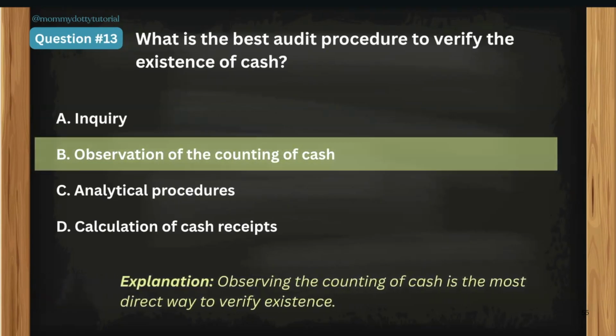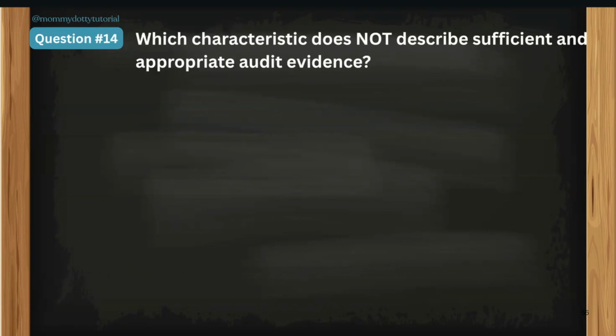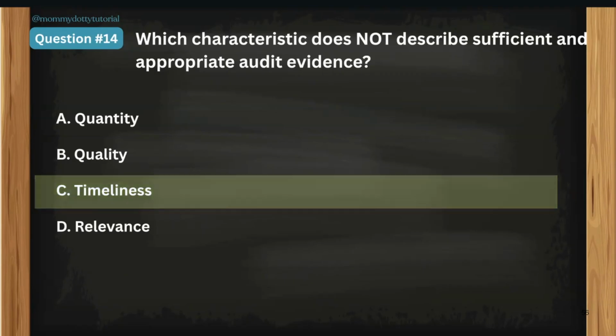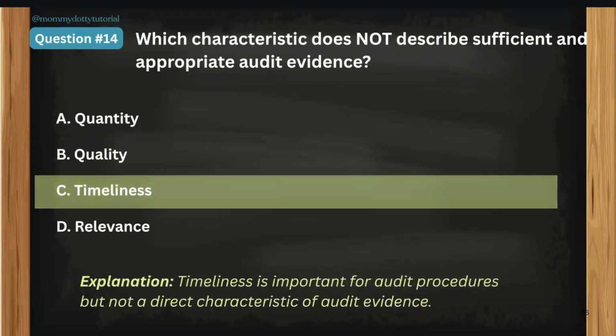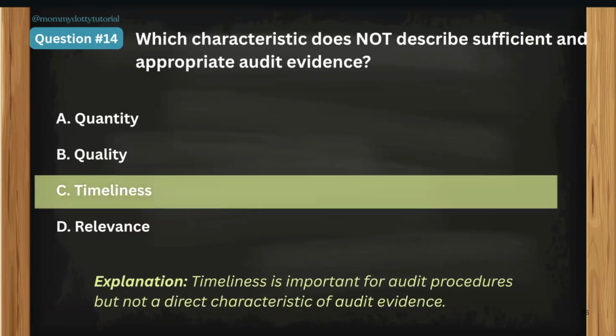Okay. Now let's go to question number 14. Which characteristic does not describe sufficient and appropriate audit evidence? A, quantity. B, quality. C, timeliness. And D, relevance. So you may pause this video to think. The correct answer is letter C, timeliness. Timeliness is important for audit procedures, but not a direct characteristic of audit evidence.